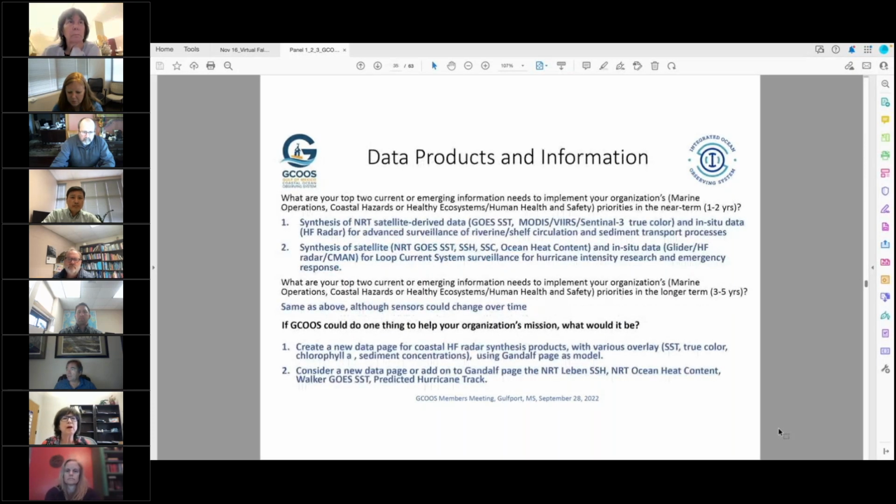Slide 3 gives additional details on this proposal. So useful oceanographic satellite products that come to mind are sea surface temperature, chlorophyll A, true color, and microwave salinity from a variety of sensors. These include the GCOOS SST images as well as SST from polar orbiting satellite sensors, which include MODIS, VIIRS, and then a European sensor named Sentinel-3, which has become very popular because it has a higher spatial resolution.